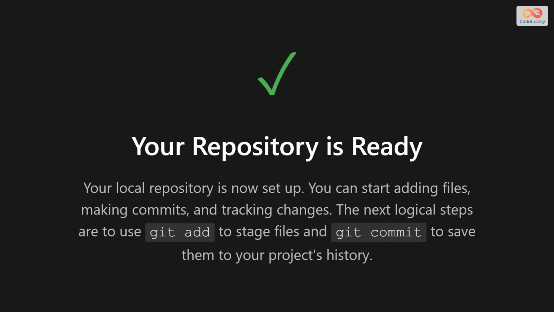With the repository initialized, you are all set to begin working. Your next moves will typically be to add files to the staging area with the git add command, and then save snapshots of your project into its history using the git commit command.